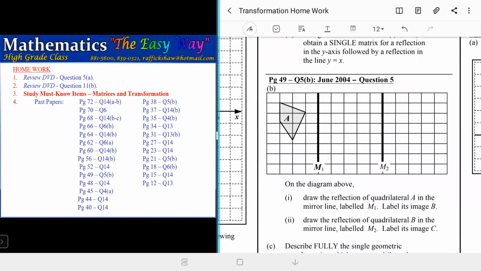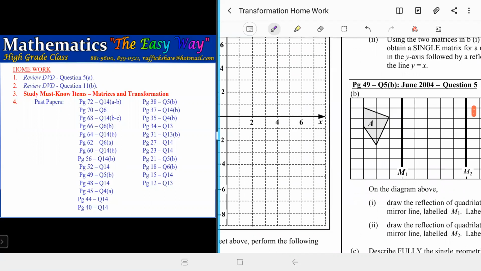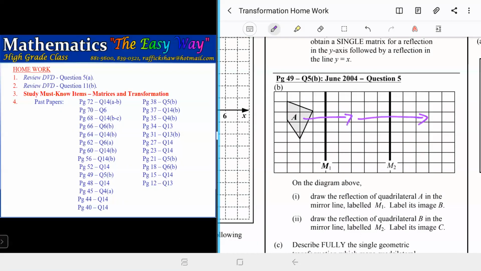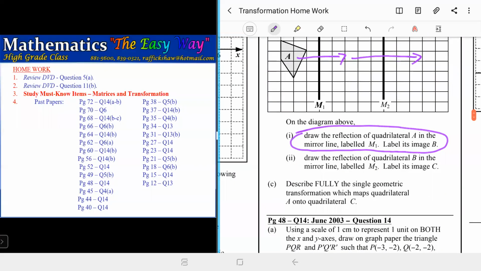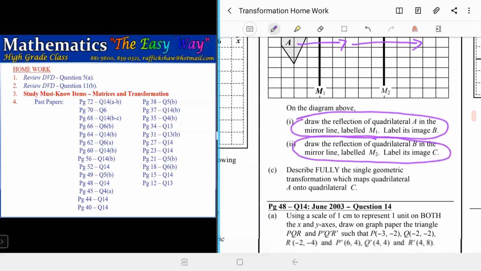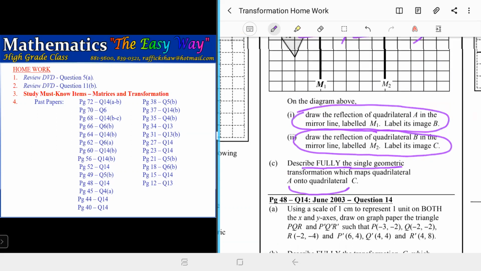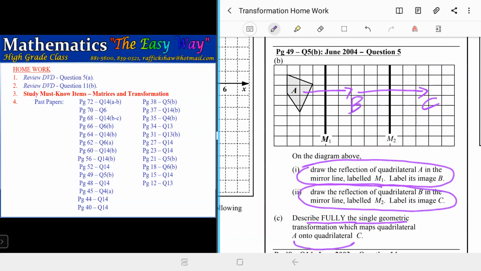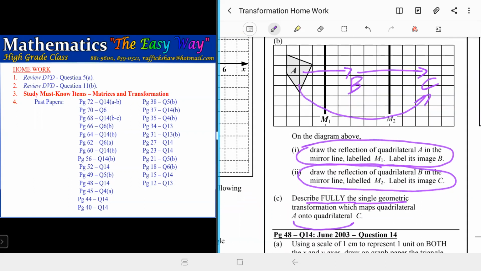I have to reflect this over here first and then reflect over this again. That's what the marks are for. Reflect it in the first one and get B. You reflect B in the second one and get C. Now describe fully the single geometrical transformation that would map A to C. That's a translation.